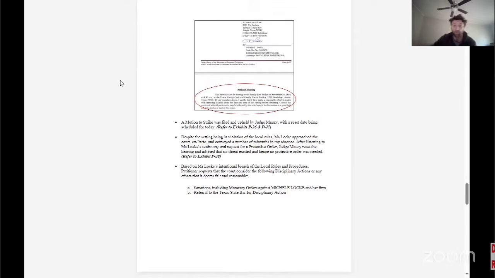A motion to strike was filed and upheld by Judge Mousy, with the reset date being scheduled for today, exhibits demonstrating that. Despite the setting being in violation of the local rules, Ms. Locke approached the court ex parte and conveyed a number of mistruths. Some of those I've just addressed at the front of this. After listening to the testimony and the mention of a protective order, Judge Mousy reset the hearing and advised that no threat existed and hence no protective order was needed.